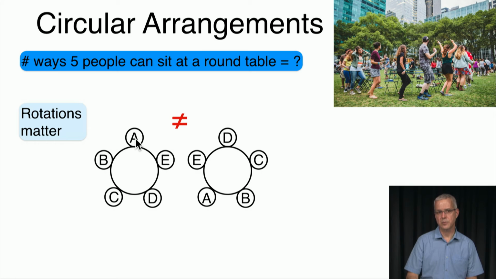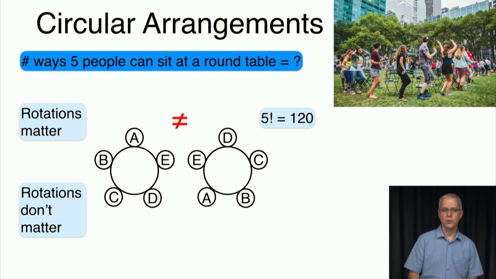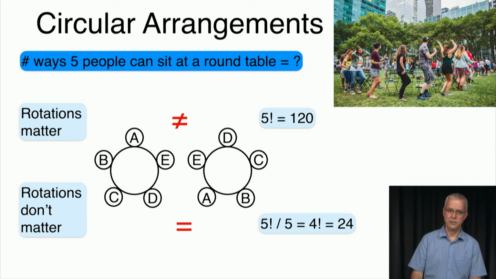If you consider these 2 arrangements different, then we're back to counting things on a line, because you have 5 possibilities to put here, times 4, times 3, times 2, times 1. So you'll get 5 factorial or 120. On the other hand, if you don't care about rotations, you only care about the relative sitting of the people, then you consider these 2 arrangements to be the same. And in that case, every 5 permutations that you get here, you'll consider to be identical. So the total number is going to be 5 factorial divided by 5, namely 4 factorial, or 24.